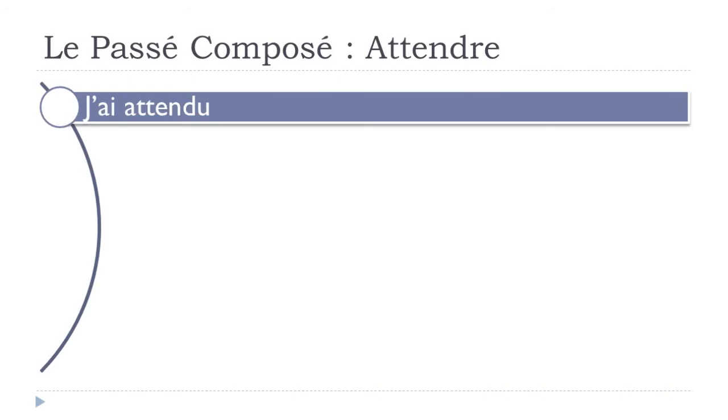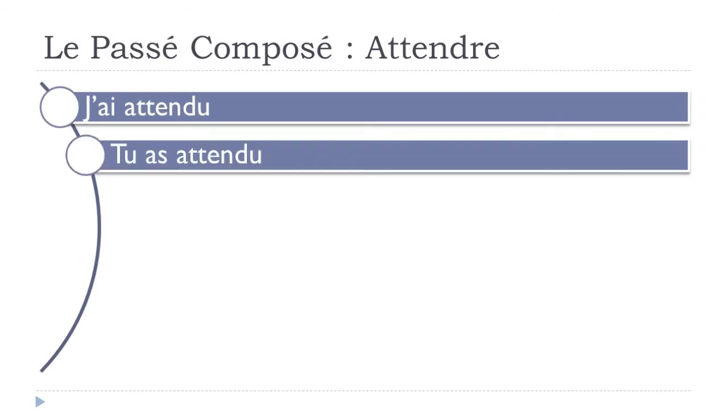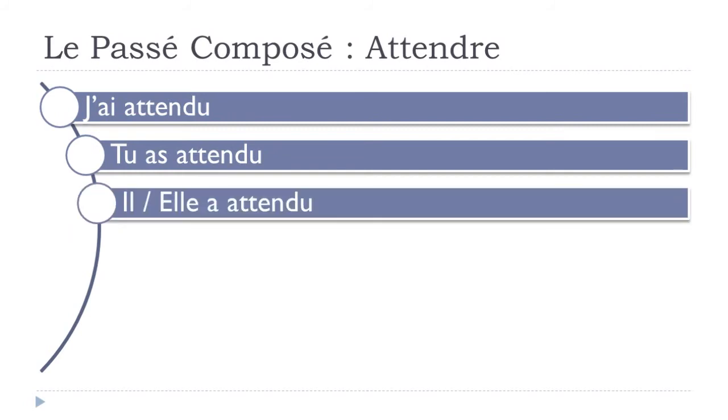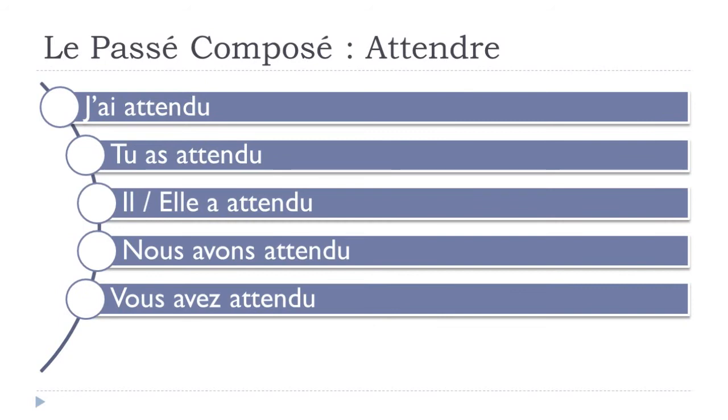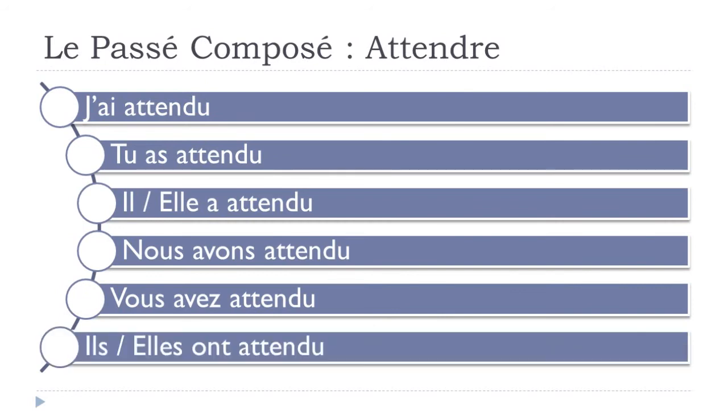J'ai attendu. Tu as attendu. Il a attendu. Elle a attendu. Nous avons attendu. Vous avez attendu. Ils ont attendu. Elles ont attendu.